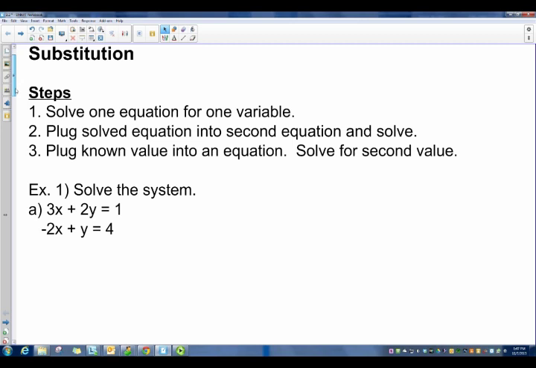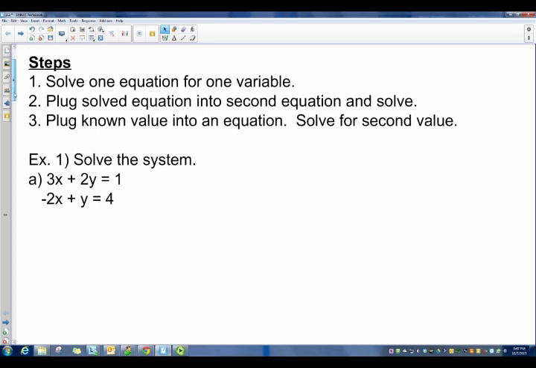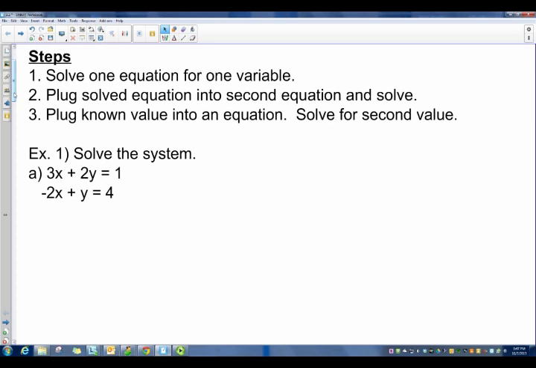Now the first one we're going to look at is substitution. You're going to use the same basic idea when you get to the next section as well. With substitution, I've set up 3 steps for you to work on. Step 1 is solve one of the equations for one of the variables. Step 2 is plug that solved equation into the second equation and solve it. And step 3 is plug that known value into any equation and then solve for the second value. Those 3 steps allow you to figure out what one of the values equals and then use substitution to figure out what the second one is.